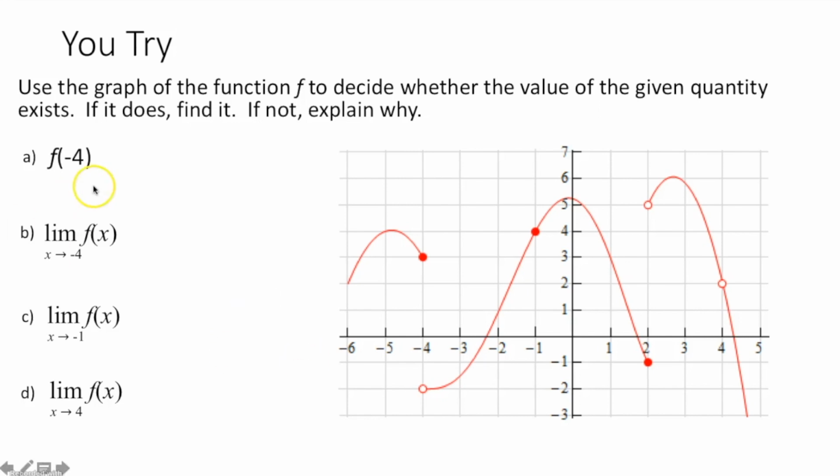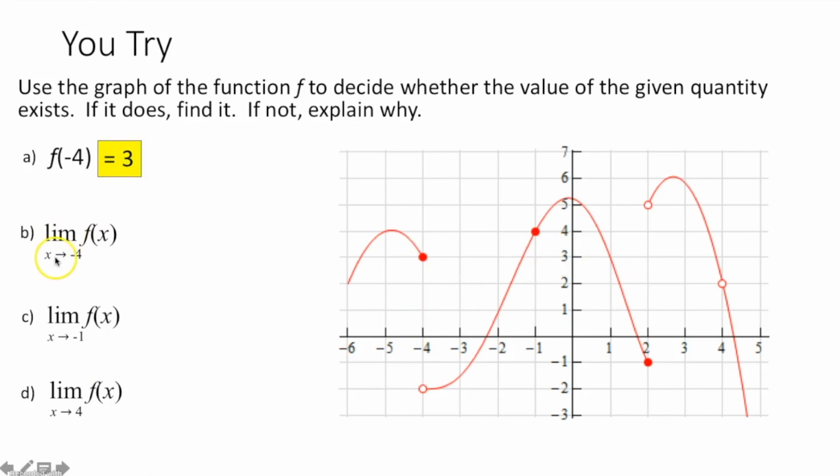Okay, we're doing the same thing here. F of -4 is asking what does the function equal when x is equal to -4. So what's the y value of the function when x is equal to -4? Where's the point filled in? It's right here. So when x is equal to -4, your y value of that function would be 3.